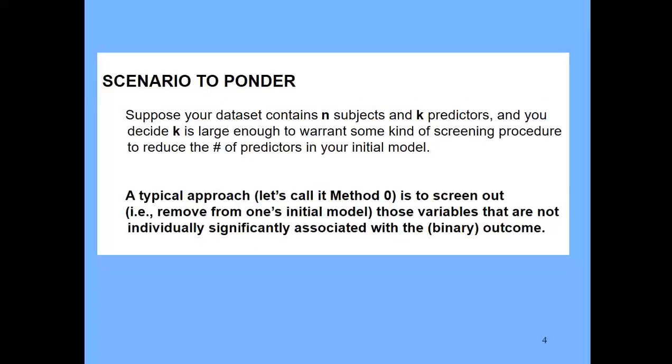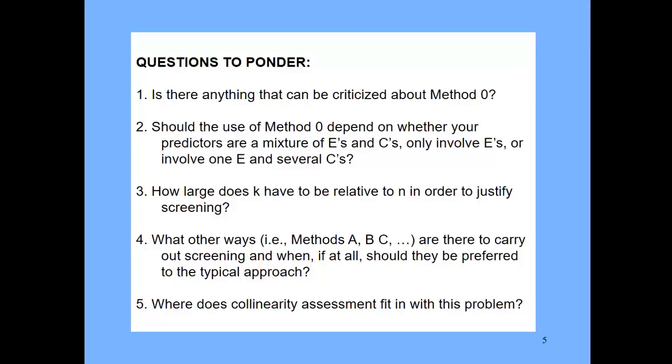Okay, so that's method 0. Method 0 says you deal with these variables one variable at a time. Now, questions to ponder. I don't know where I came up with that word, ponder. First of all, is there anything that can be criticized about method 0?